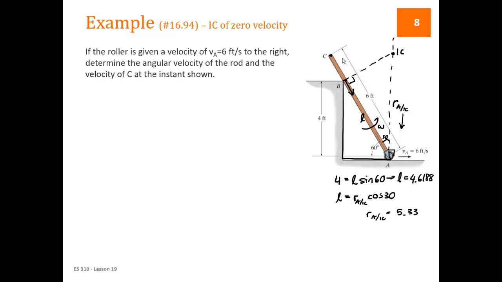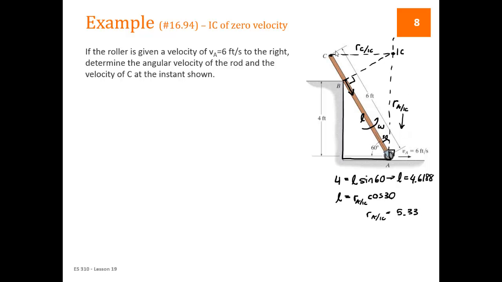We're looking for the velocity at C, so we need to find where IC is relative to C. So what is this side? This is R of C relative to IC. It may or may not be straight across, right? So we now have another triangle, right? We've got the length 6, the angle 30.